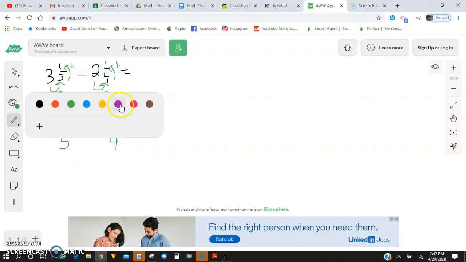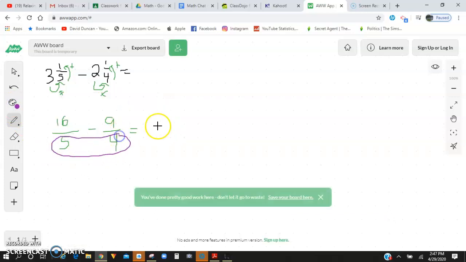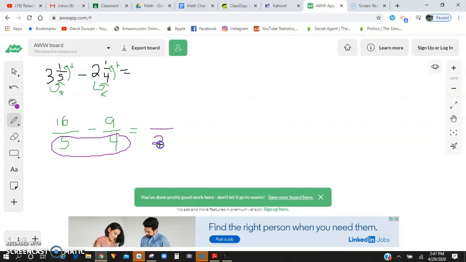So I'm going to start with the butt of my butterfly. So 5 times 4 is going to get me 20 for my new denominator. Okay, 20. Now I'm going to do the right wing. 16 times 4. I don't know what 16 times 4 is off the top of my head, so I'm going to go over here and solve it real quick with turtle head method or standard algorithm.